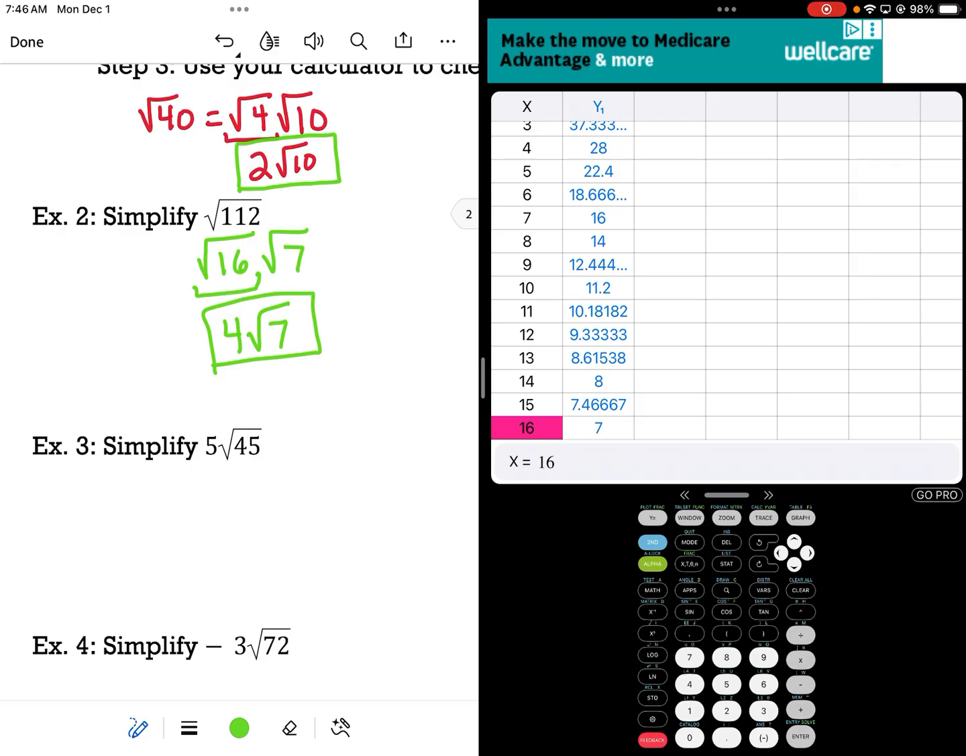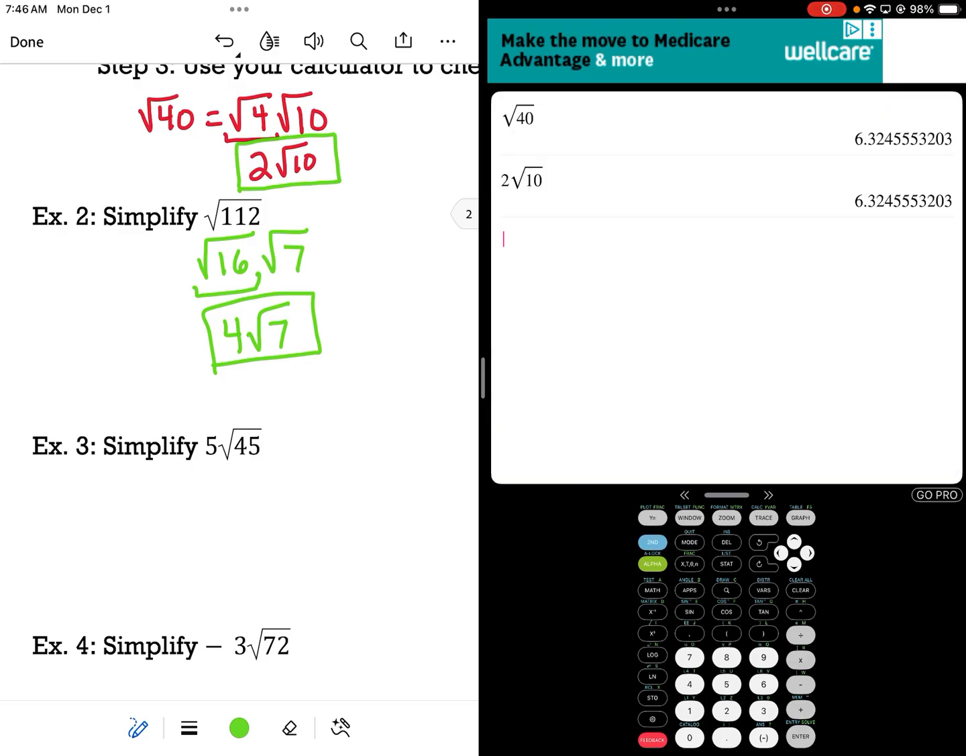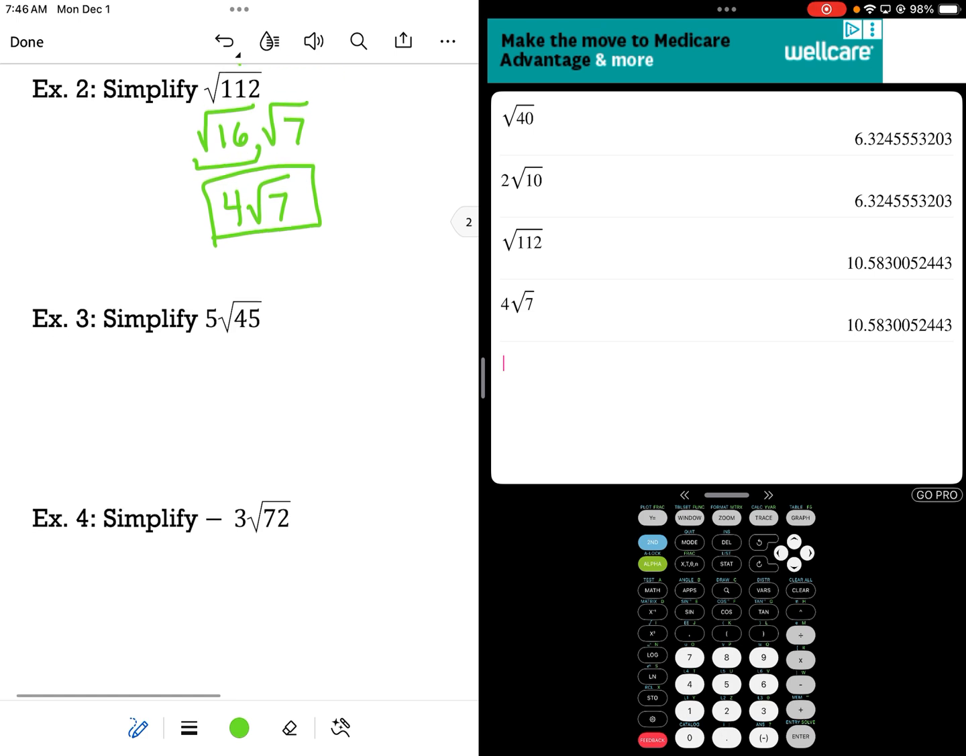Okay, let's go back home. So second mode. And let's check and make sure these are equal. So square root of 112, and then 4 square root of 7. Same thing. Okay, let's go to the next one.